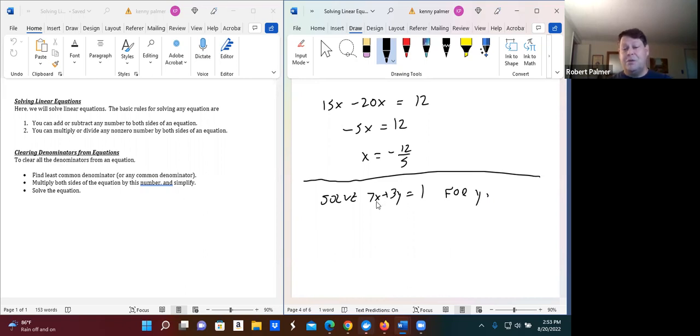Well, first off, let's review: this is a linear equation. We have two variables, as mentioned before, and they're both to the first power. So this is a linear equation. What it means to solve for y is the same thing we did before. So now we want to get the y by itself.